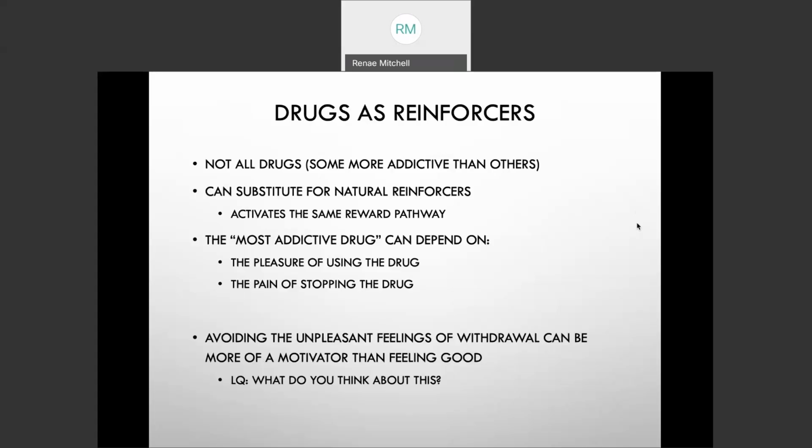And so I posed to you a question about what your thoughts are about this. So this is the lecture question for Module 4. Does that make sense to you? Is that something that you have witnessed or noticed in film and media, the way that drug addiction is portrayed? And do you believe that avoiding the unpleasant feelings can be more of a motivator, if not at least an equal motivator, as seeking the pleasure itself of using the drug?